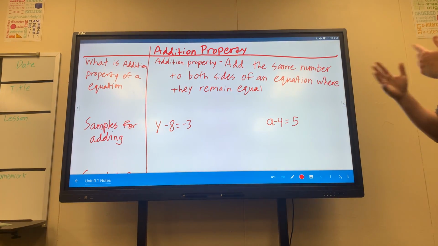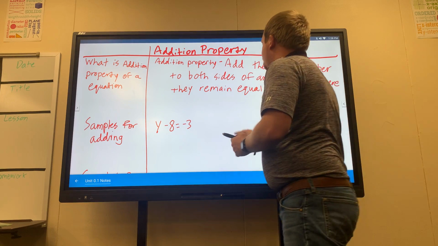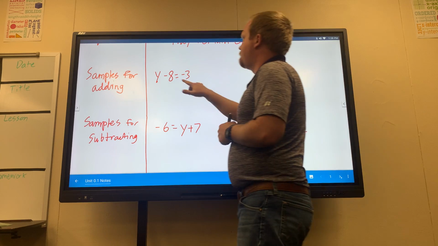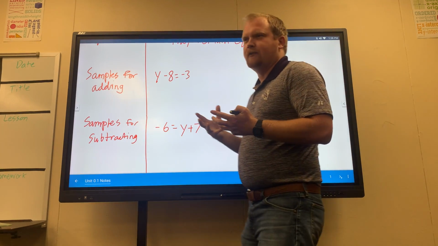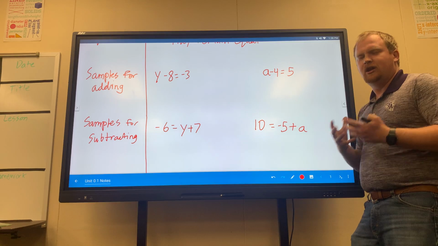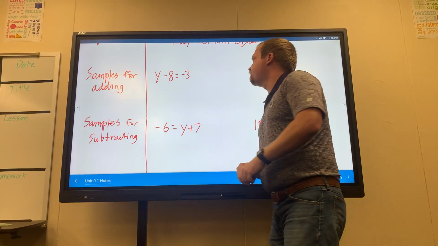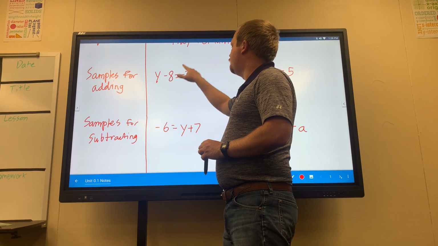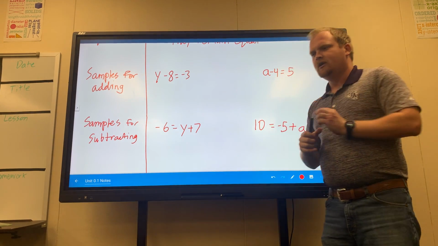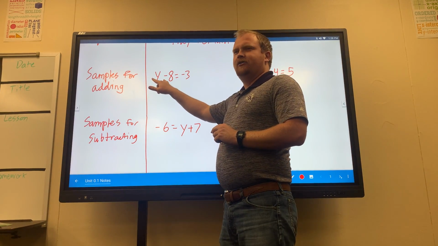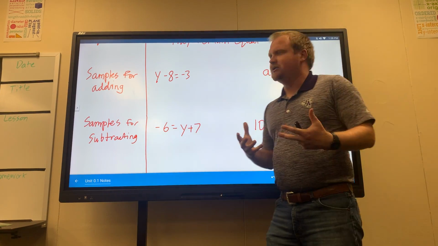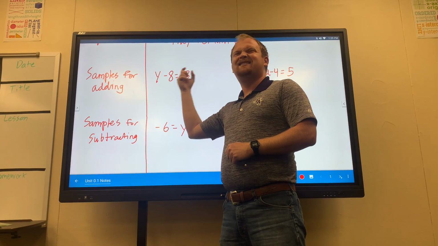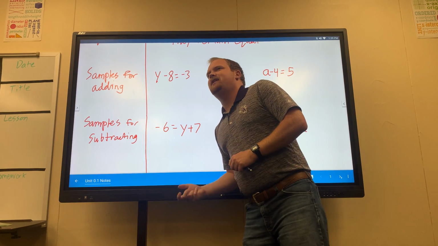Okay? So let's look at a couple of examples, and these examples are in your notes. So here's some samples by adding, okay? So if I want to add into the equation in order to solve it, I have the equation y minus 8 equals -3. Now, I gotta get the y by itself. That's the real goal of algebra: be able to get the unknown variable by itself so you can figure out or identify the value of that variable.